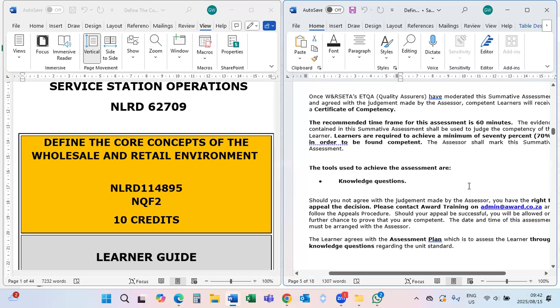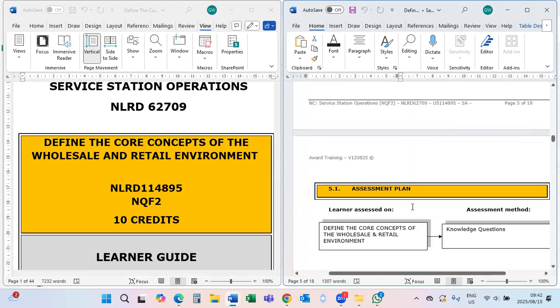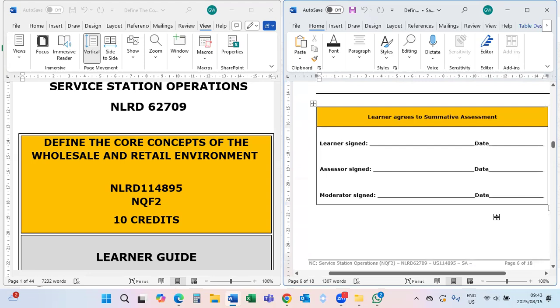All right. You have the right to appeal the decision. We've been through that before with the introduction. You can read that as well. If you have any special needs, please list them over here so that we can take care of them or consider them. And then don't forget to sign here in black pen and put the correct date, the date that you're doing the summative assessment or assignment right there.